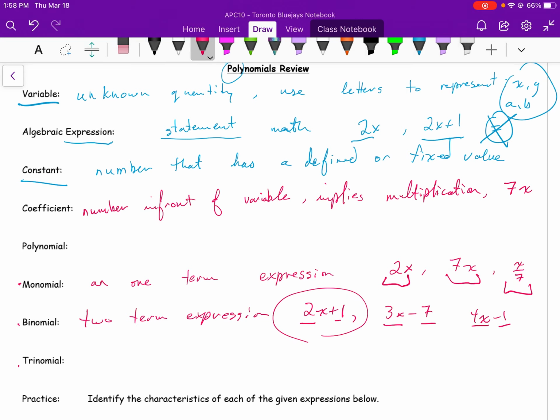Trinomial. Tri is 3, so it's a 3-term expression. It can look like 2x squared plus 7x plus 1. So 1, 2, 3. That's 3 terms. So it's a trinomial. Or it could be y plus x minus 7. 1, 2, 3.